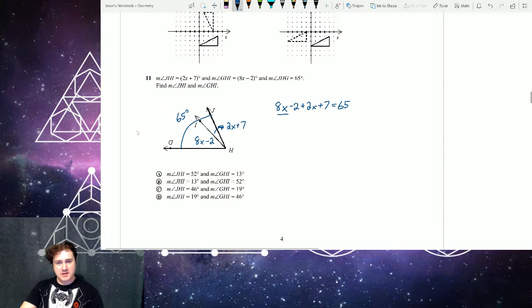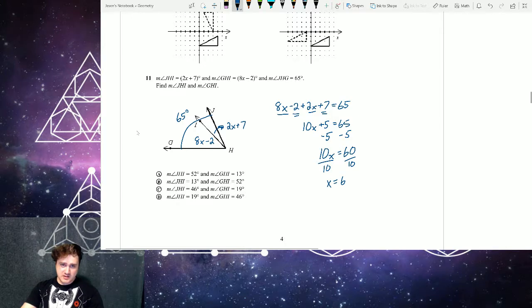Combine like terms, 8x plus 2x is 10x. Negative 2 plus 7 is plus 5 equals 65. Subtract 5. 10x equals 60. Divide by 10. X equals 6. We just gotta plug in. So 2 times 6 plus 7, 12 plus 7, 19.